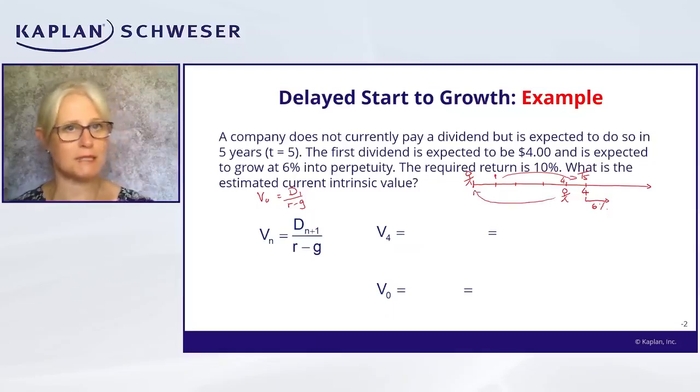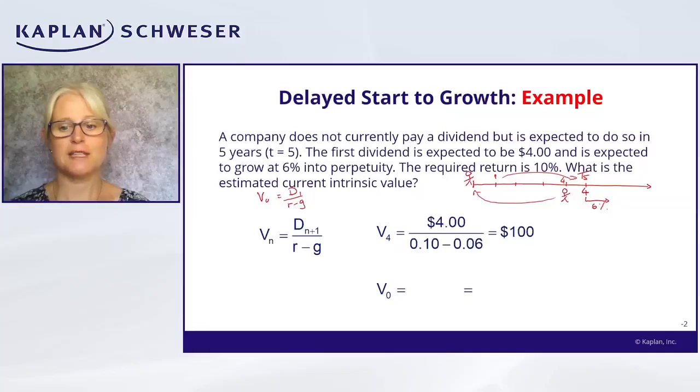It's just that one probably sits better with you. So if we take the value at time 4, it's that end of year dividend divided by required return minus growth rate, which gives you a share price of 100. But wait, we still have to factor in the 4-year delay. So we can do that through our 4-year discount factor, and that gives us our final answer.